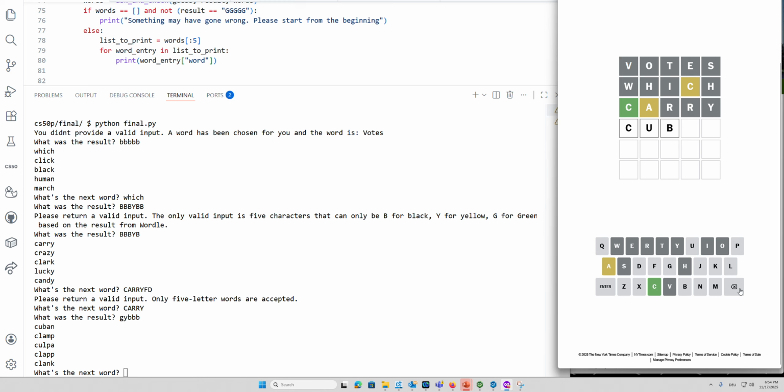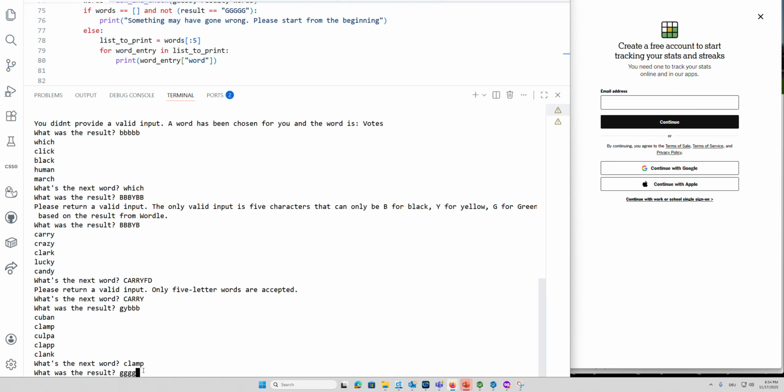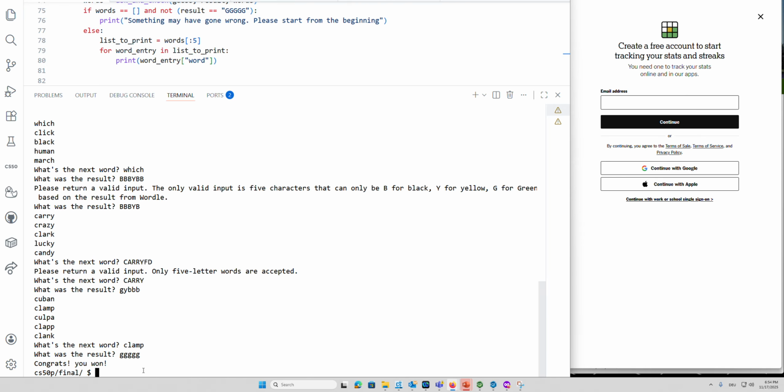It doesn't know this word for some reason, so let's try the one after, clamp, and actually it was correct. So the word was clamp and the result was 5 greens, and we won.